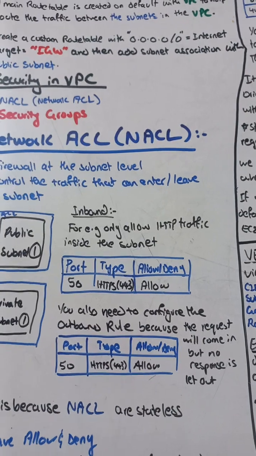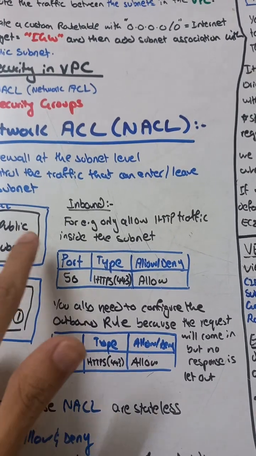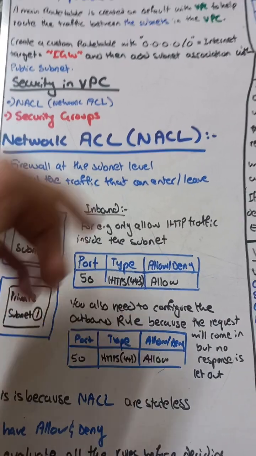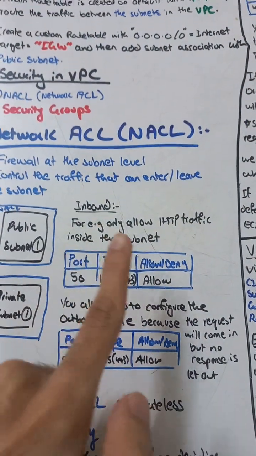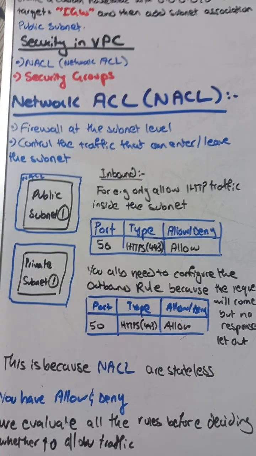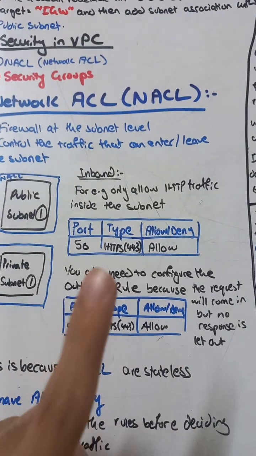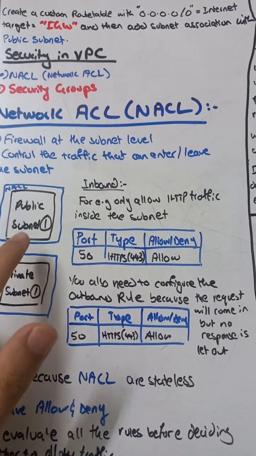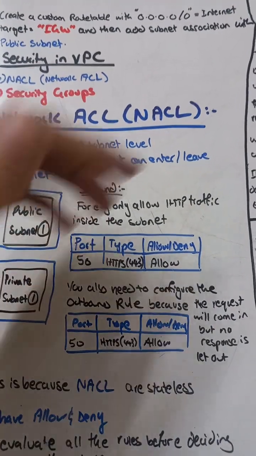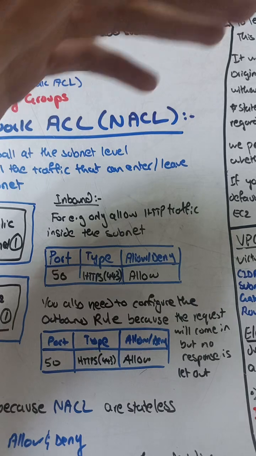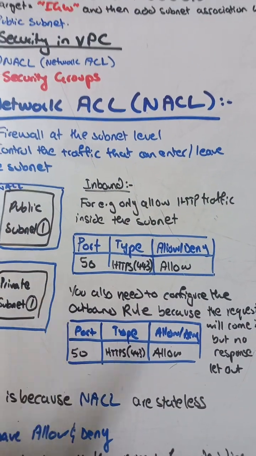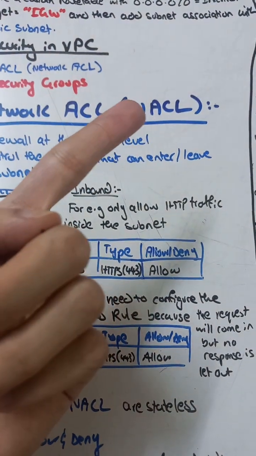So for example, if you are sending a request to the subnet or some EC2 instance in this subnet, then you would want to configure an inbound rule. You also need to configure the outbound rule as well, because if you are creating, for example, an HTTP web application, then it is going to receive some request from the outside world, and it must also send out a response to the outside world as well.